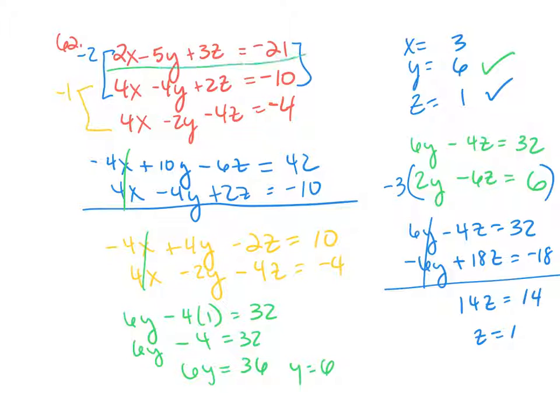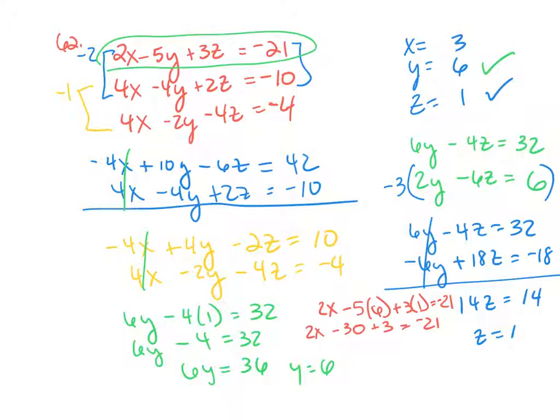Let's pick this guy here. And we have 2x minus 5 times 6 plus 3 times 1 equals -21. So 2x minus 30 plus 3 equals -21. So 2x minus 27 equals -21. When I add 27, I get 2x equals 6 and x equals 3. So we got it.